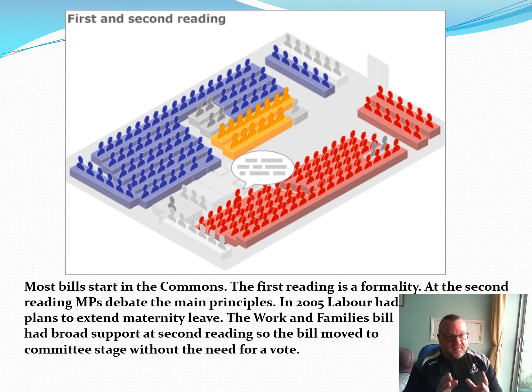Okay, so our first and second reading start in the House of Commons. First reading's a formality. At the second reading, MPs debate the main principles. In 2005, the Labour Party had plans to extend maternity leave. The Work and Families Bill had broad support at second reading, so the bill moved to the committee stage, without any opposition whatsoever.